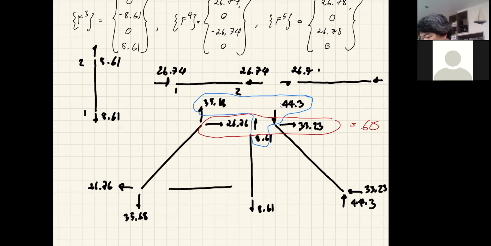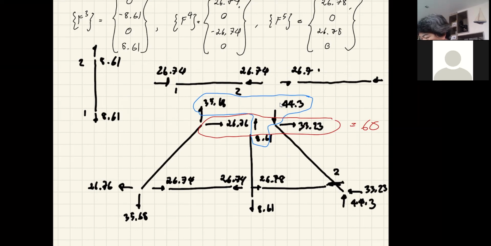Member number 4, you have this 26.74. When you sum it up, you should consider that to be 0. Okay, round-off problem. And then here it's another 26.78.